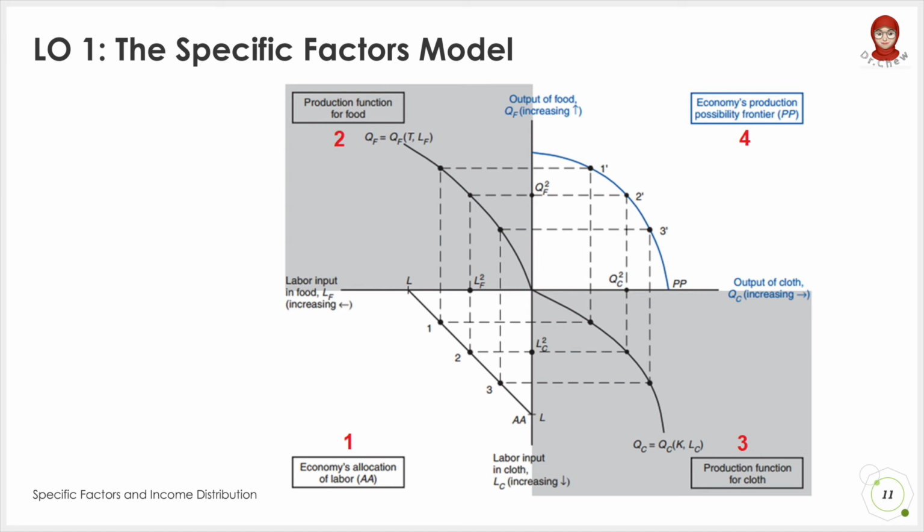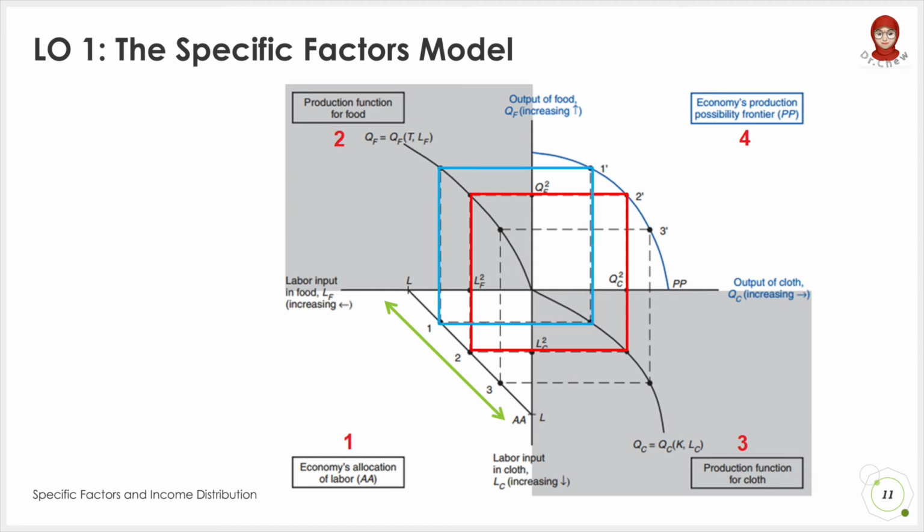We can see from the first PPF that labor can move either from the food sector to the clothes sector or vice versa, as shown in point 1 to point 3 on line AA. Different points indicate different amounts of labor used in either food or cloth production. So, let's pick point number 2, and assume that point number 2 moved to point number 1.